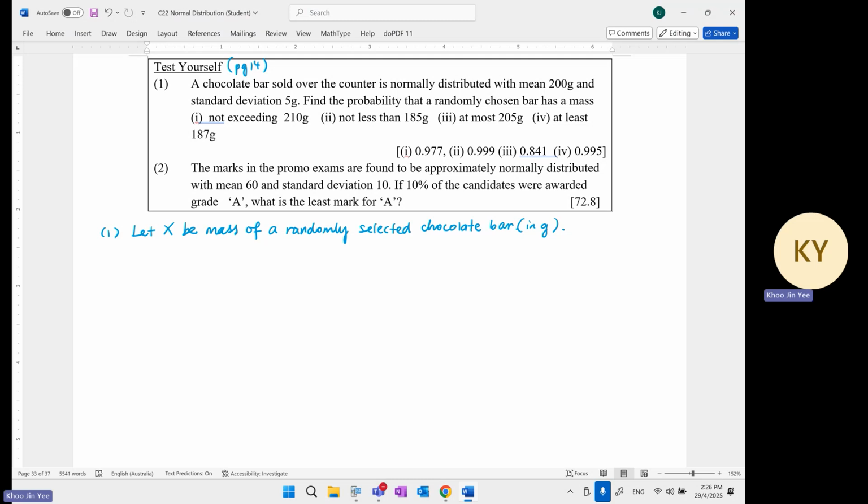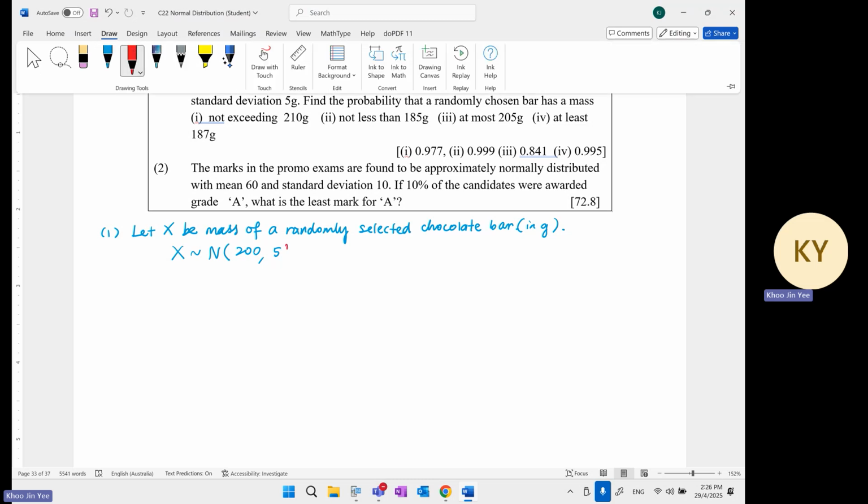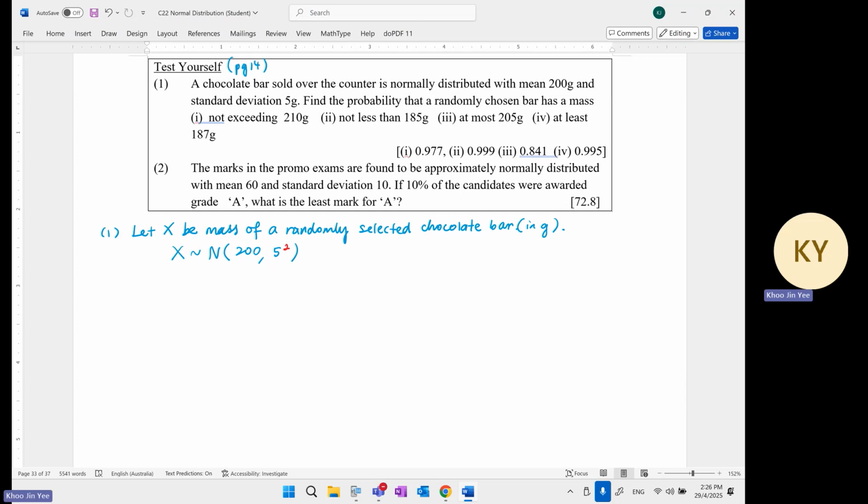Now, X follows a normal distribution with mean 200 gram and standard deviation 5 gram. So the standard deviation is 5 gram, the variance is 5 squared. Be careful when we write down the variance: when we key into the calculator, we key in the standard deviation. Okay, part 1. Find the probability where the mass is not exceeding 210.